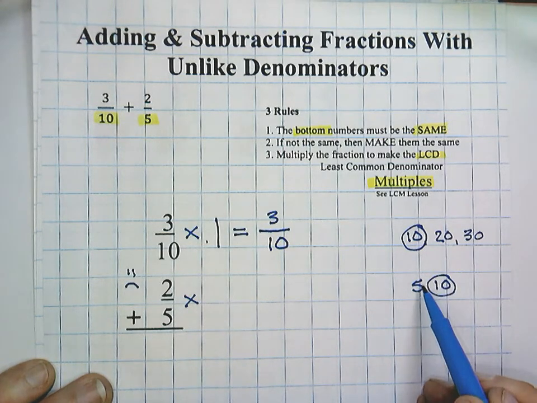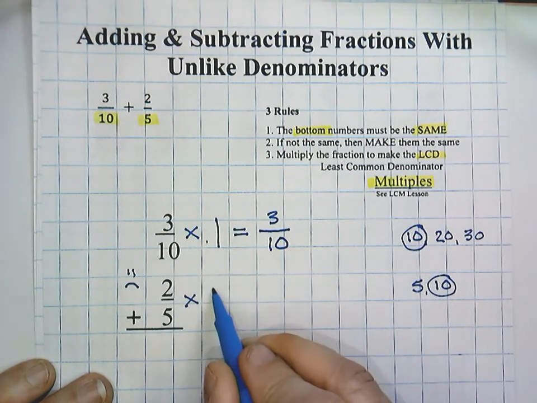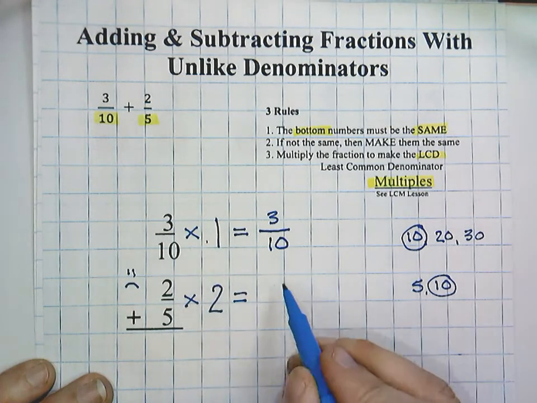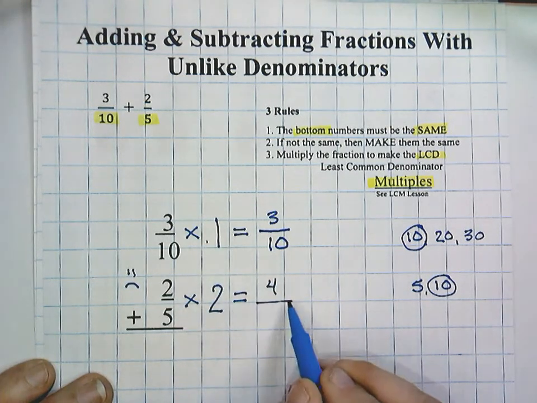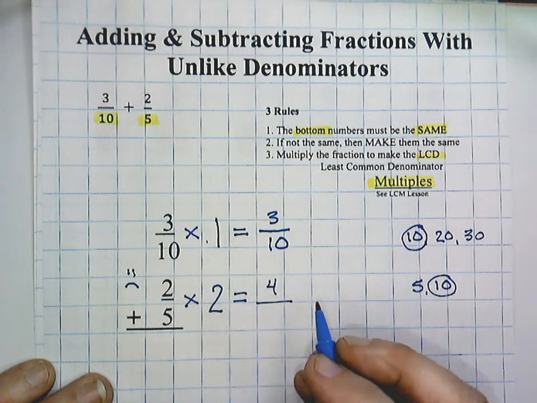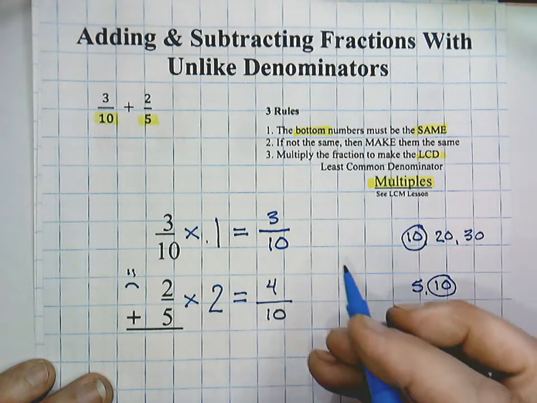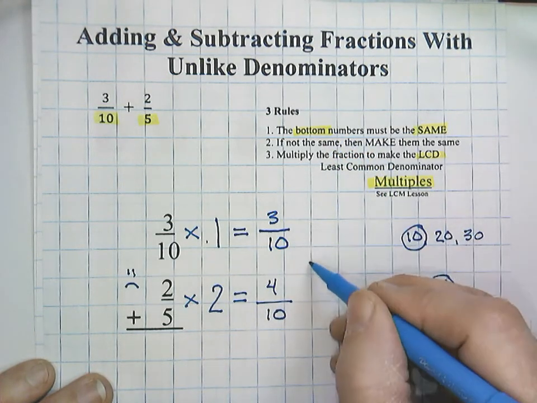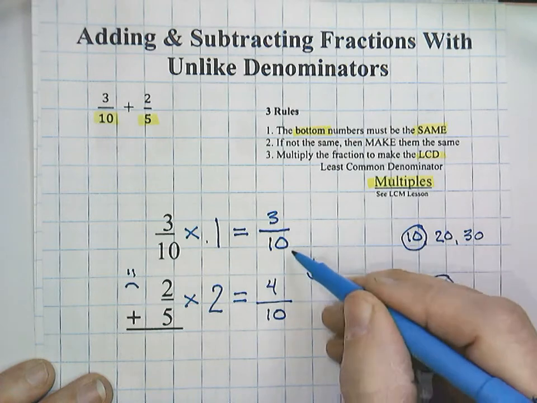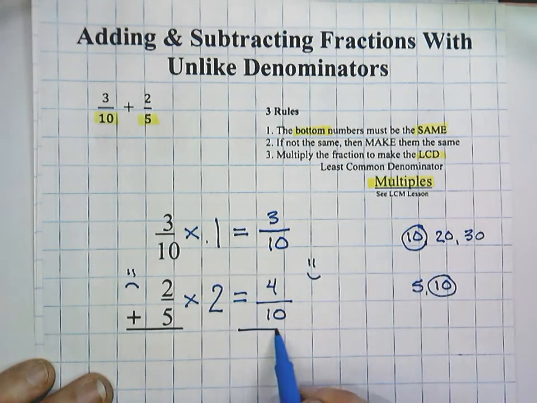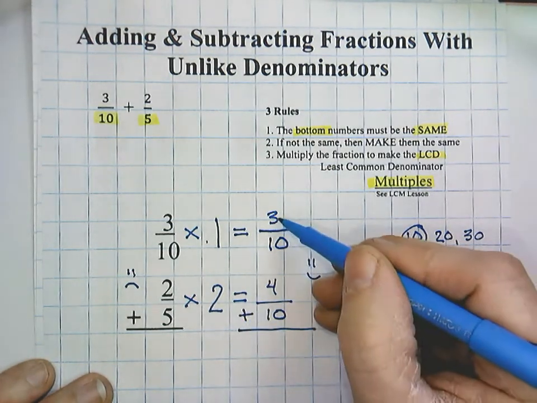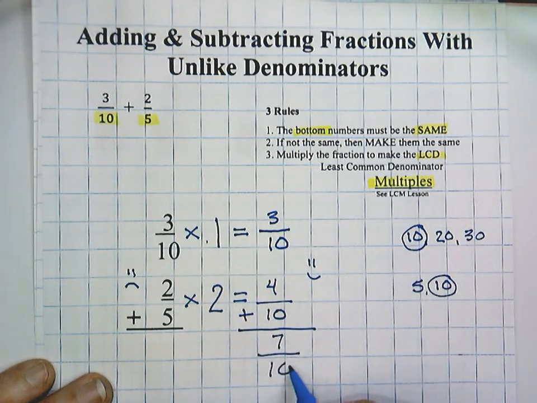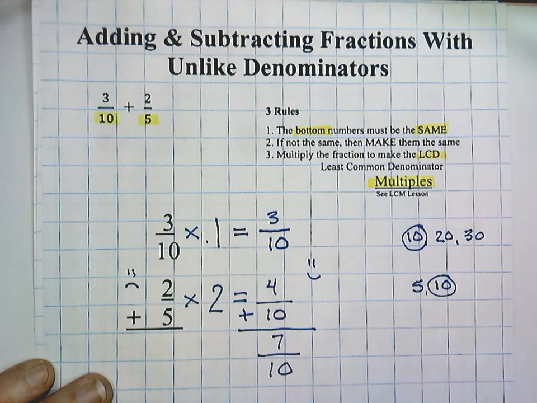On the bottom, what do we multiply 5 by to get 10? Well, here's a little trick. 1, 2. 2 times 2 is 4. And 5 times 2 on the bottom would be 10. Notice now that we're meeting rule 1, we have the bottom number is the same, and we are allowed to go ahead and add now. 3 plus 4 would be 7, and then they are 10, so our answer would be 7/10.